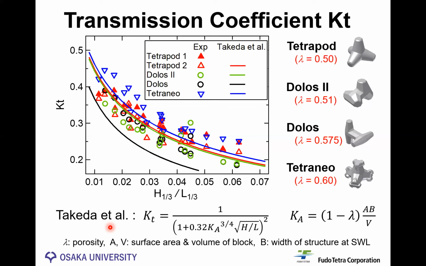The equation proposed by Dr. Takeda et al. approximately estimated the measured transmission coefficients for Tetrapod, Dolos 2, and Tetraneo, red, green, and blue. Unfortunately, the equation considerably underestimated the transmission coefficient for Dolos, black circle. However, the equation provided a relatively smaller transmission coefficient for Dolos in spite of larger porosity of Dolos.